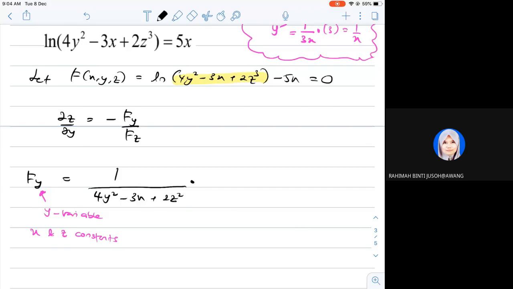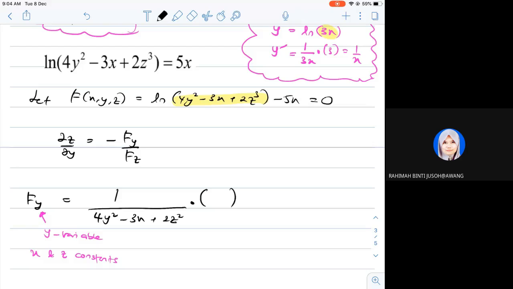Now you multiply by what? What do you differentiate now? You differentiate with respect to y, and y is the variable. So you differentiate. You will get... Sorry, madam. 2z cubed. Okay, thank you very much. Differentiate 4y squared, you will get 8y. Yes, good, 8y. Okay, so settle.